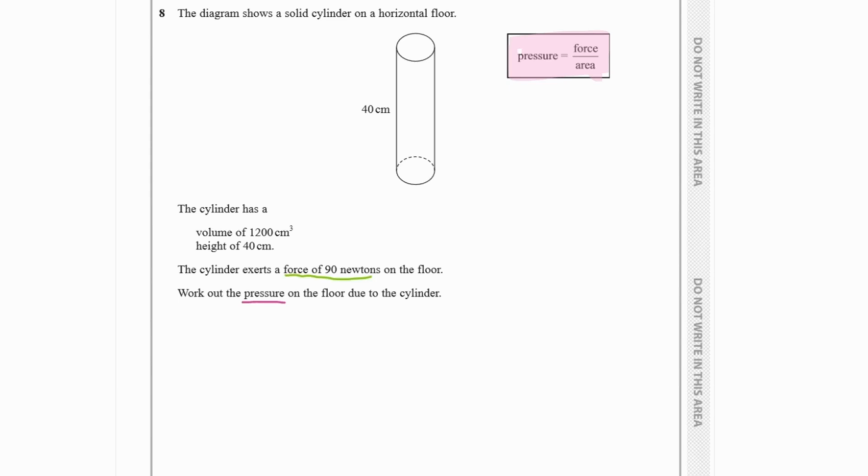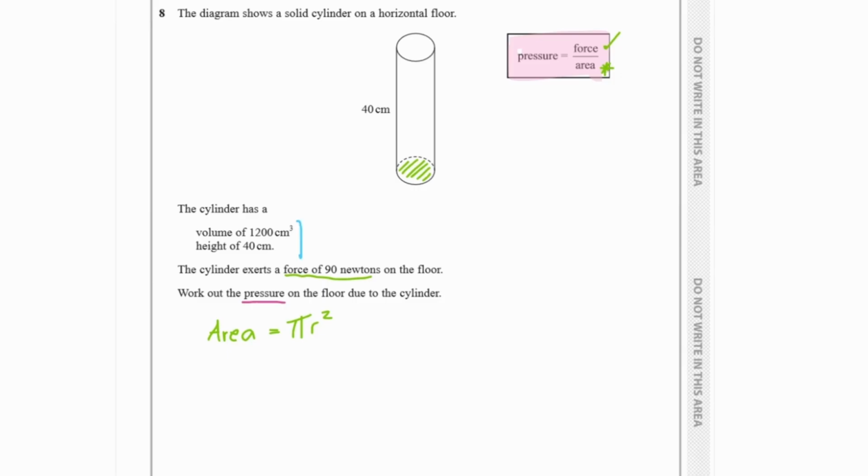We've also been given the force in the question, which is 90 newtons. So we've got the force, however, we do not have the area. We do know that the area which is exerting the pressure on the floor is a circle, and we know that the area of a circle is given by pi r squared.